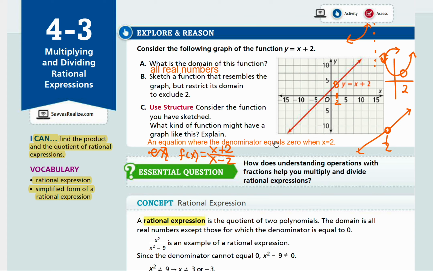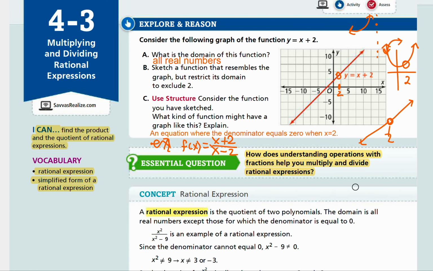So throughout this lesson, let's think about how understanding operations with fractions helps us multiply and divide rational expressions. We're going to see a lot of fractions, obviously, because rational numbers are fractions and rational expressions have fractions in them, and have expressions in the fraction. So let's think about the concept of rational expression.